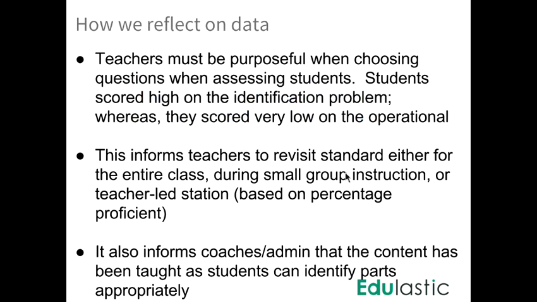So as I said before, teachers must be purposeful when they're choosing their questions. A student scored very highly on the identification, but low on the operational. So this means a few things. You could either revisit the standard for the entire class. You can look at individual data and pull students to a teacher-led station that you are a part of so you can work more closely. You can peer group students. There was a small group of students who did well on this. They could possibly be the team leaders if you want to continue with this type of work for that day.